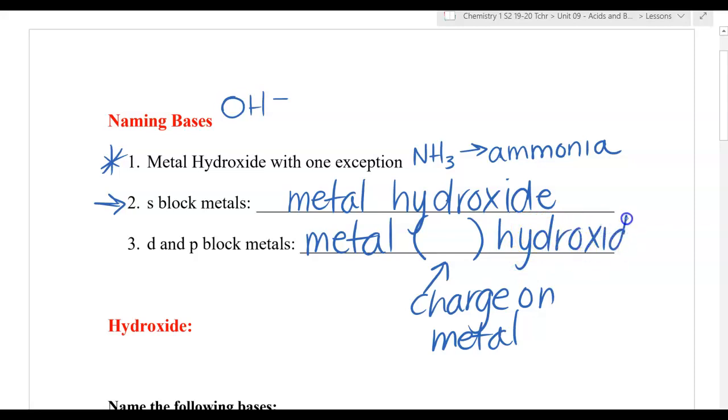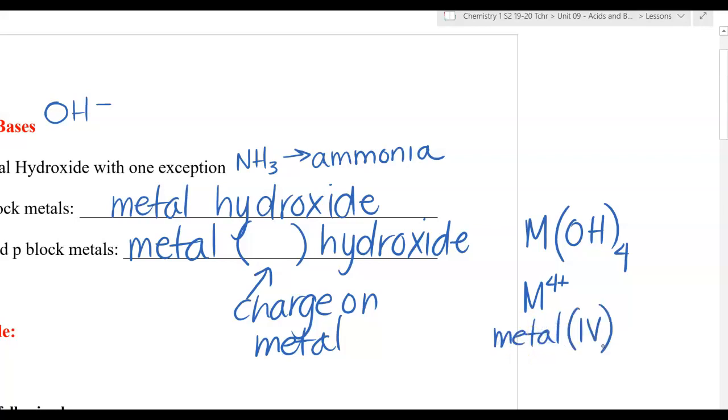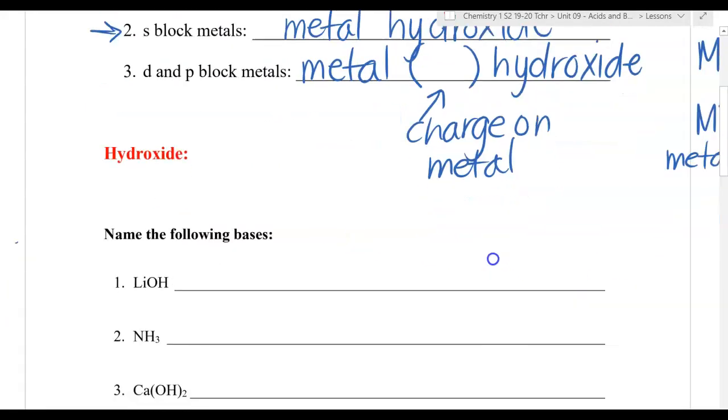What's really nice about this hydroxide is that it is a -1. So if you've got a metal and then an OH with a 4 here, well, you have 4 negatives. That means that the metal needs to be a 4 plus. So it is whatever the metal's name is, so metal, Roman numeral 4. So let's see how that works.